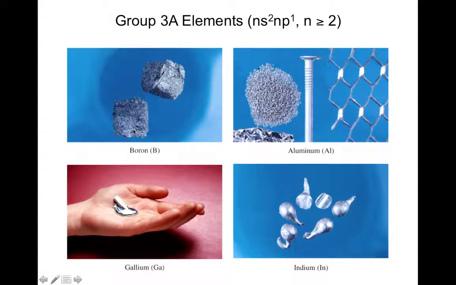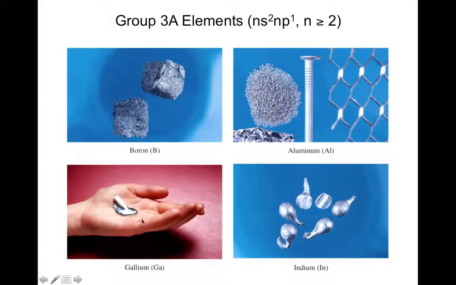So here's what those look like. Boron. Aluminum you're pretty familiar with. They show like a little fence kind of thing made out of it, or a nail. Gallium, super creepy. Low melting point, so at room temperature it's a solid, but with the heat from your body, the hand, for example, here is melting it, so it's kind of cool.